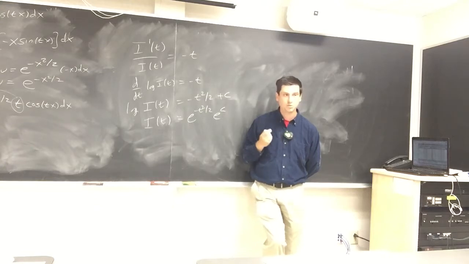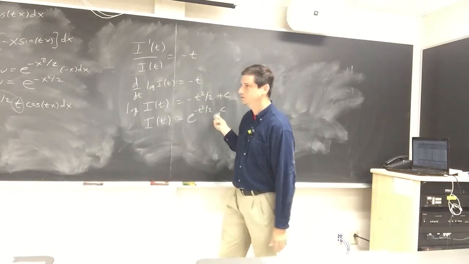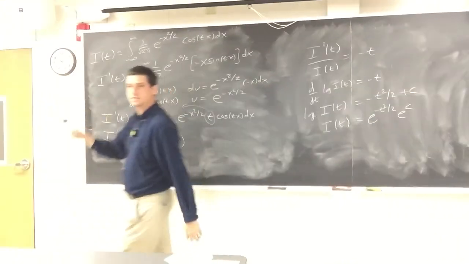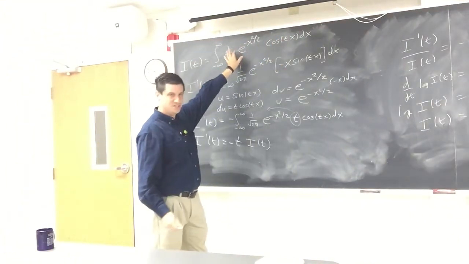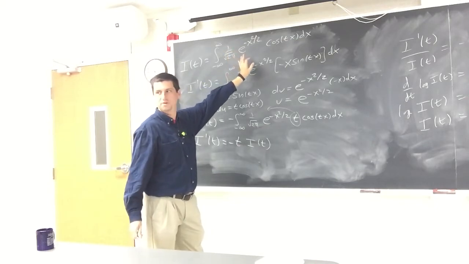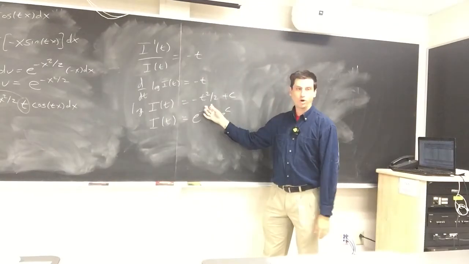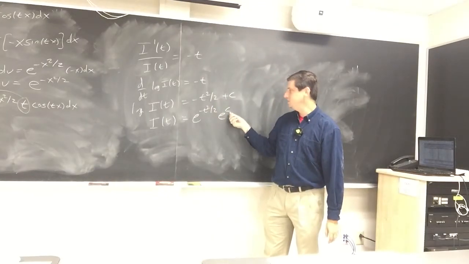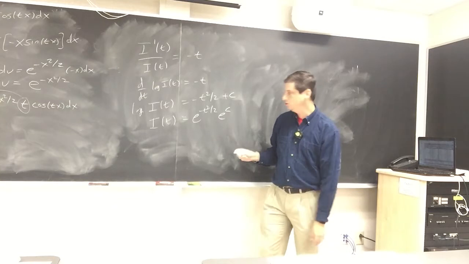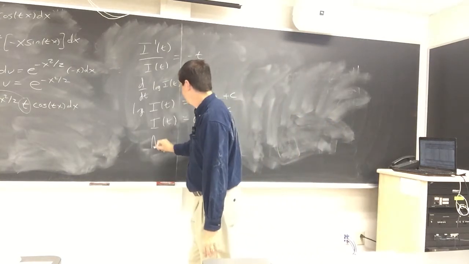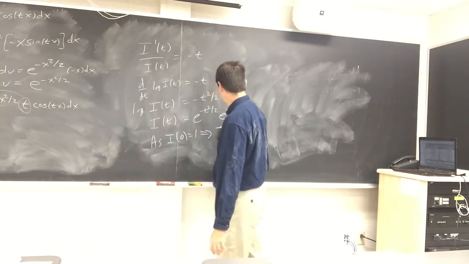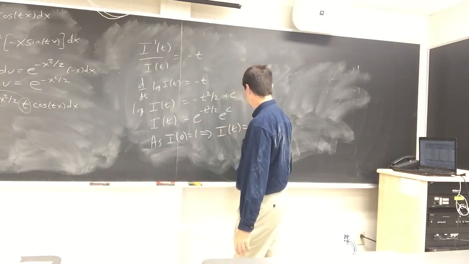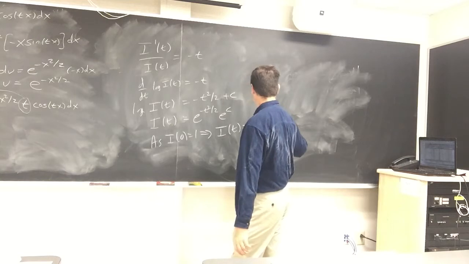t equals 0. Take t equals 0. So when we take t equals 0, then we come back to I of 0. Well, I of 0, cosine of 0 is just 1. That's just the integral of the normal, which is just 1. E to the negative t squared over 2 is equal to 1 when t equals 0. So e to the c has to be 1, so c has to be 0. So as I of 0 equals 1, we get I of t is e to the negative t squared over 2.